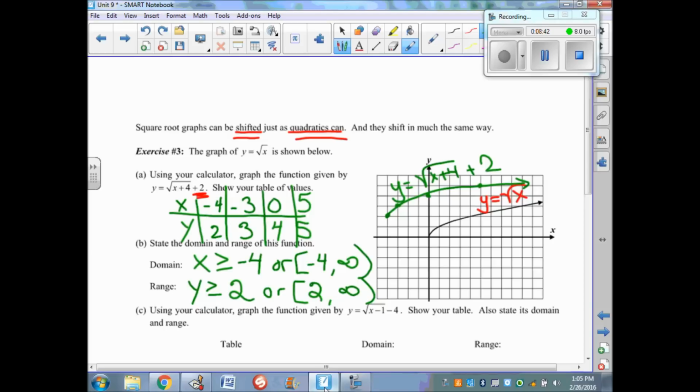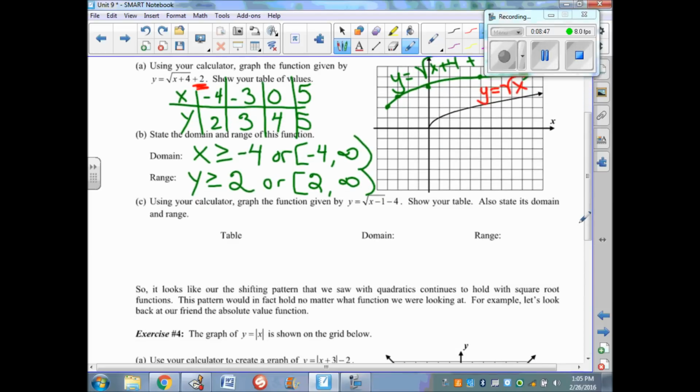So now in part C, they're going to ask us to graph another function, a third function. So it's going to tell you, show your table, and then state your domain and range. I'd like you to do that one on your own. And then maybe I want you to make some observations here. Okay, I'm going to add to that. So you've got the parent function, you've got the one I just did with you in A. Now take a look at what happens in C, and jot some ideas down.